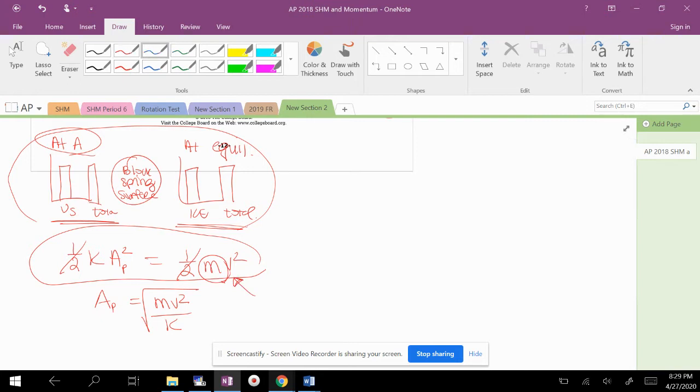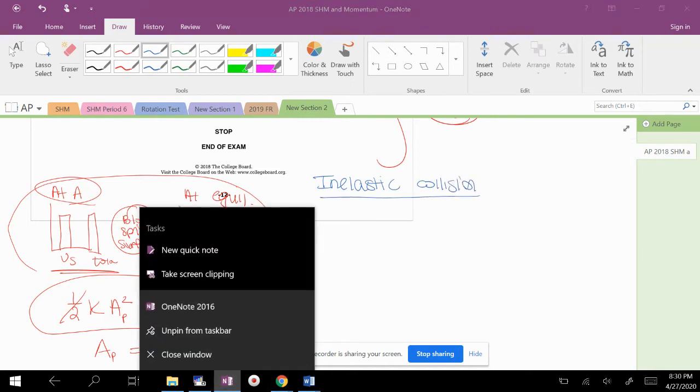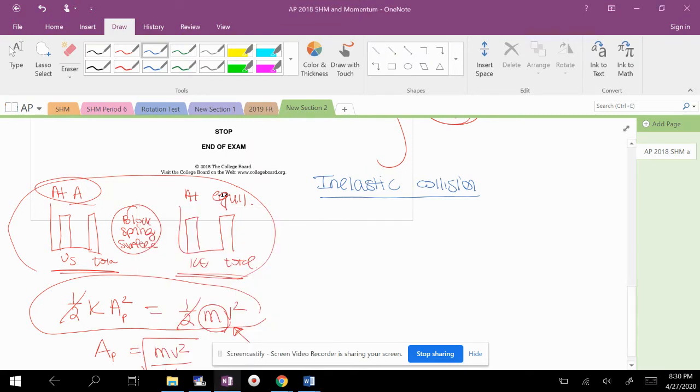Well, we're talking about momentum here. So I have an inelastic collision. An inelastic collision is when they stick together. Well, technically it's really when kinetic energy is lost, but in this case, they do stick together.